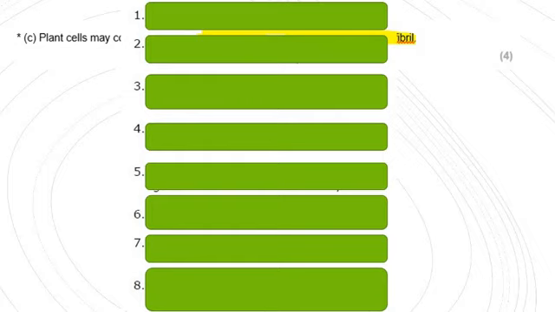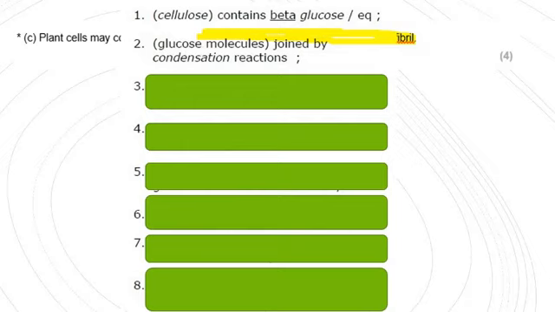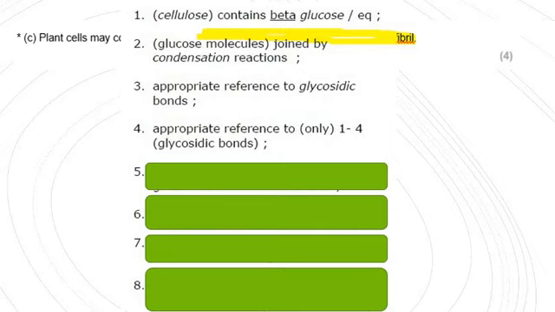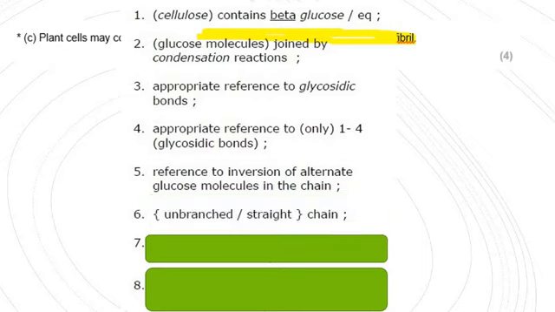So, as promised, here are the 8 different things that you could say. Remember, we're focusing mainly on the cellulose microfibril part. So, cellulose contains beta-glucose. We know that beta-glucose is joined together by condensation reactions to form glycosidic bonds. And if we're being extra fancy, you could say they're forming 1 to 4 glycosidic bonds. You could mention the fact that in that cellulose chain, we have inverted alternate glucose molecules, and this means that it stays straight or unbranched.